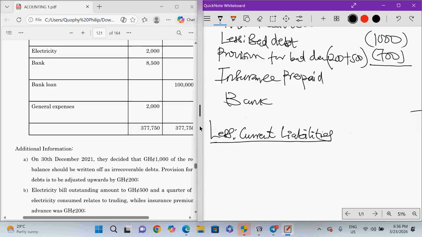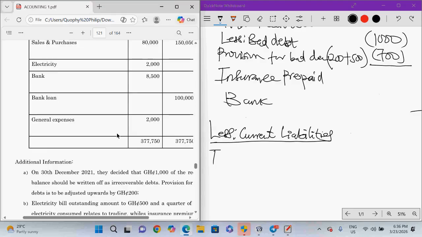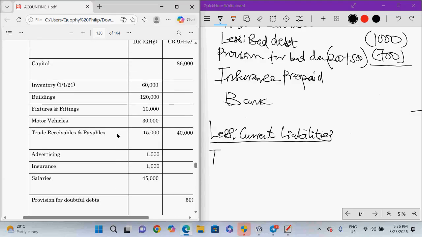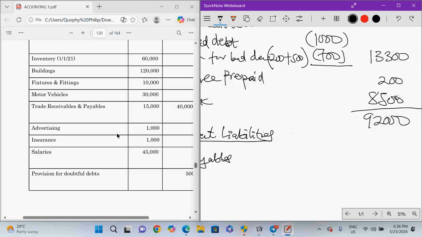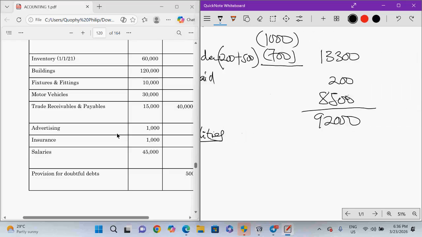What is the current liabilities? Trade payables. Any trade payables? Trade payable, 40,000. Can you all see the trade payable? Yes. Trade payable is 40,000.